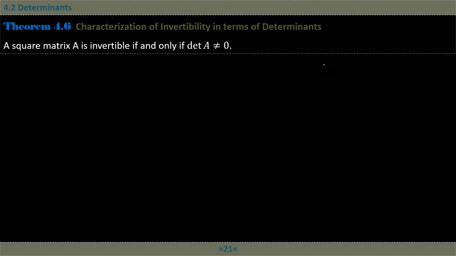If you remember when we talked about 2 by 2 matrices, to find the inverse, for example, this one is our 2 by 2 matrix. When we find the inverse, you see that in the denominator we have the expression AD minus BC, which is the determinant of A.